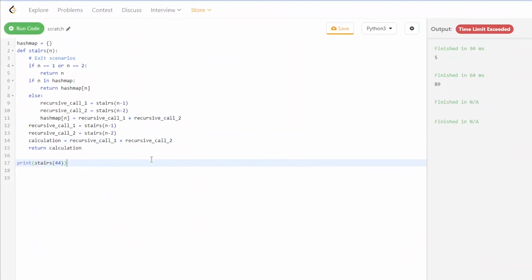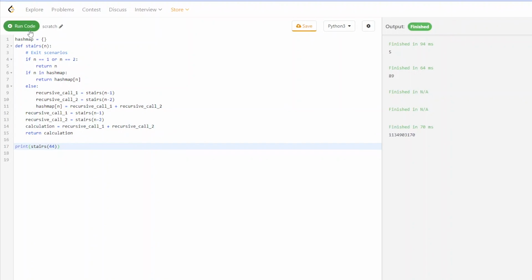Okay. Now when we run this it gives us the value. If there are 44 stairs, there are these many ways to climb up the stairs. Don't worry if you have not understood the hash map concept. When we get to the hash map videos, I will explain it to you in much better detail.